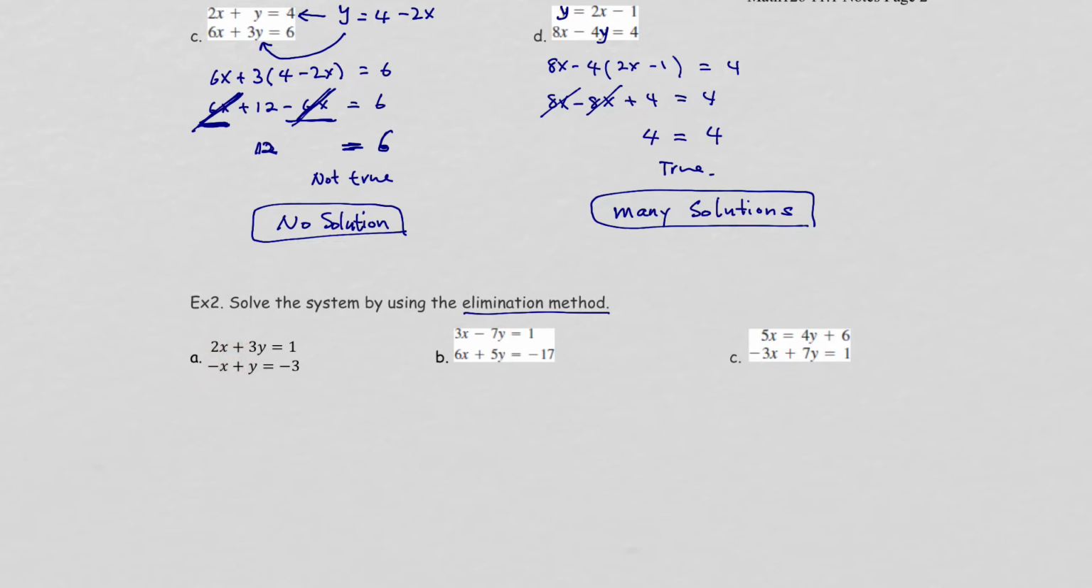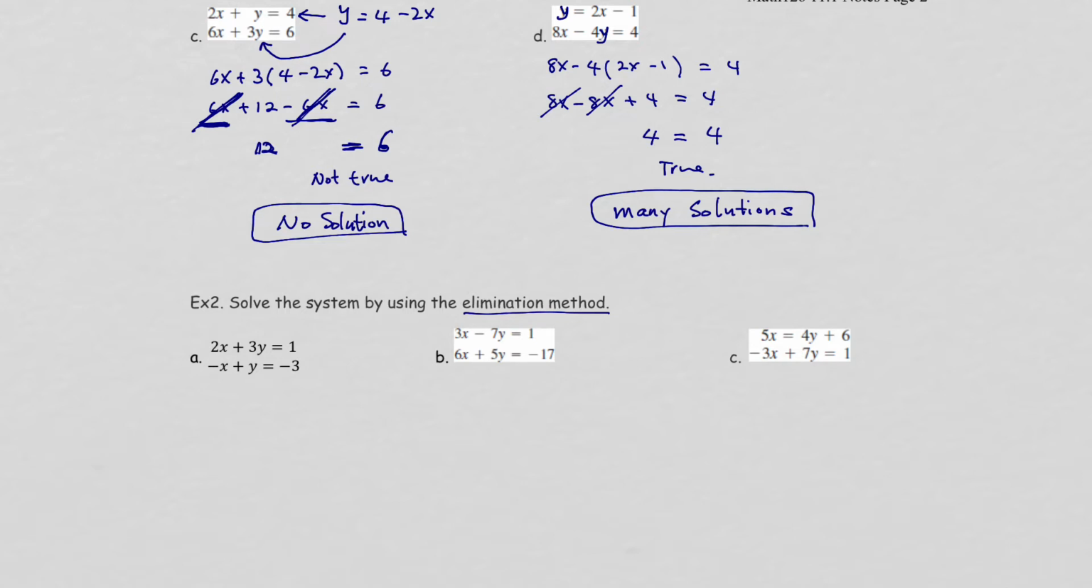let's say I wanted to get rid of x first by adding. If I have 2x here, I need to have -2x there. So when I'm adding, those two will cancel out each other. So in order to do that, I need to multiply the second equation by 2. That way I have +2x, -2x, and they will cancel out each other, right? So let me write that.